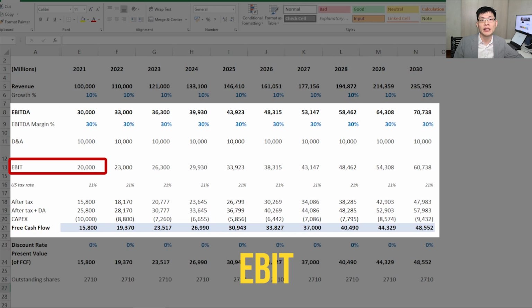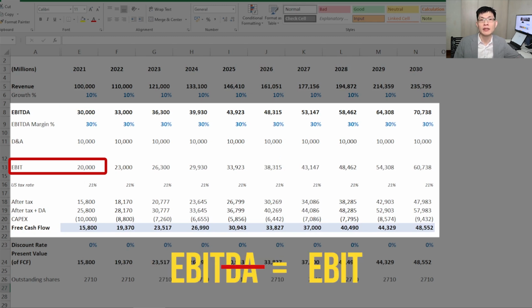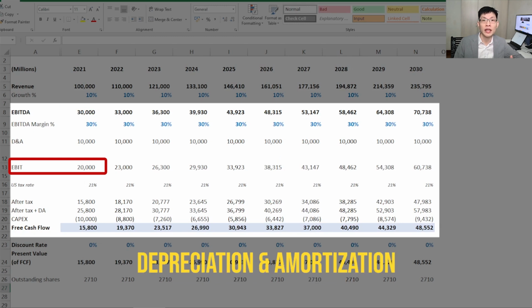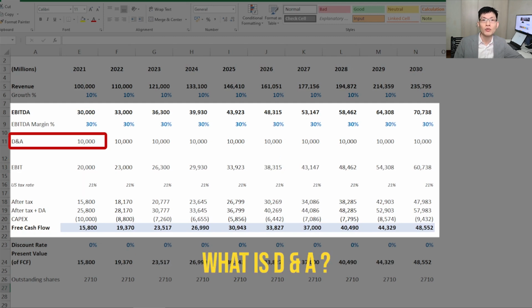EBIT is something similar to your operating income. Basically, EBIT is EBITDA but taking out the D&A portion, the depreciation and amortization portion. So with this EBIT, you apply tax. Now, what is D&A? Why do you need to remove D&A before applying tax?